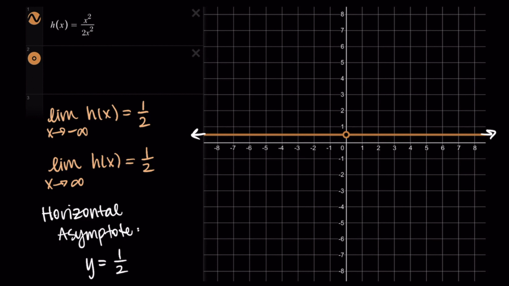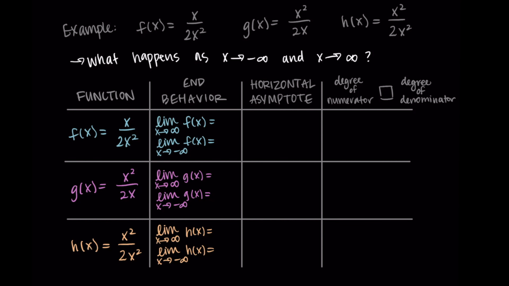So this one's a little boring, but you can imagine we could recreate this, but just where the ends of the function behaved this way. And we're using this for illustration purposes. So this does have a horizontal asymptote. It's at y equals 1/2. So now we can go back to our table and fill in some information and hopefully create a pattern. So I'll put the end behavior in here, and then the horizontal asymptotes. So our first function had a horizontal asymptote at y equals 0. The second function did not have one, and the third function had one at 1/2.